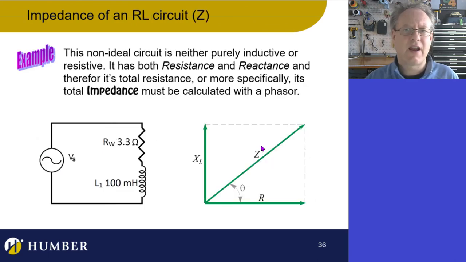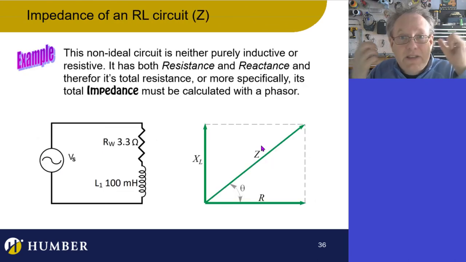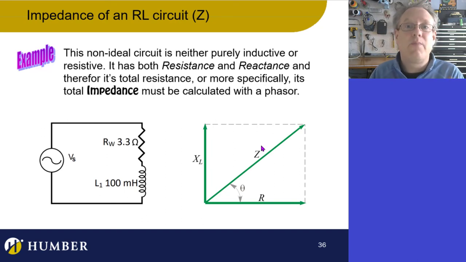Let's just take a look at the math and what's going on here. You've seen this when we talked about capacitors, that we have this impedance triangle, and we're going to do that again, and we're going to calculate the total impedance. In this case, this is RW, the resistance of the winding. And in this case, it's 3.3 ohms.